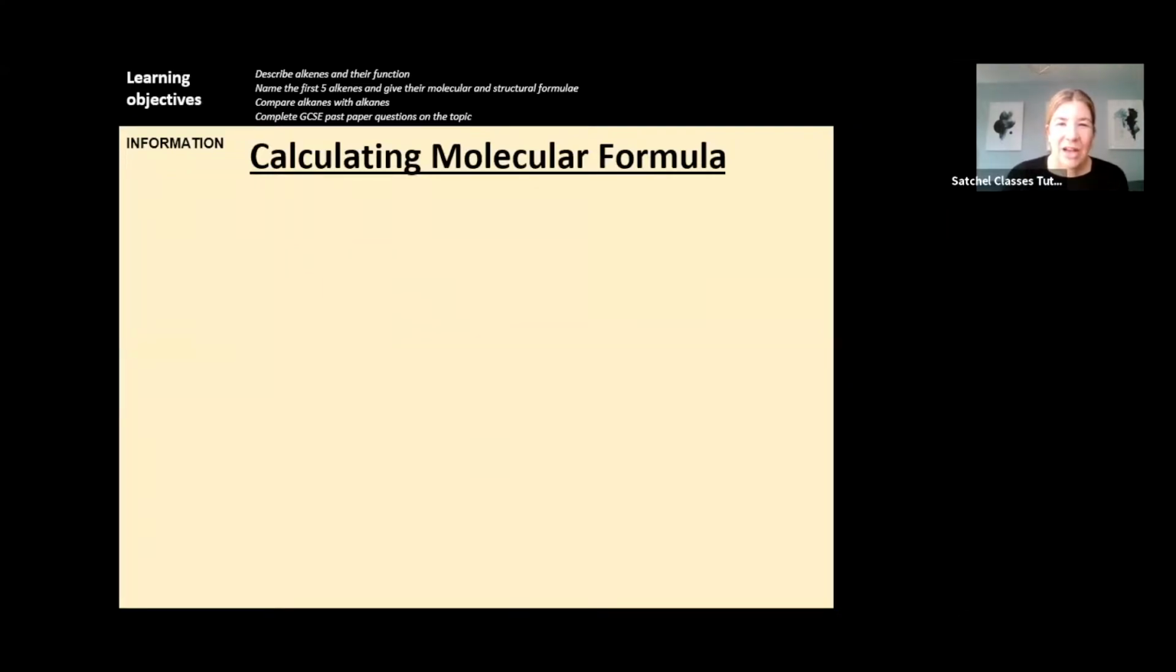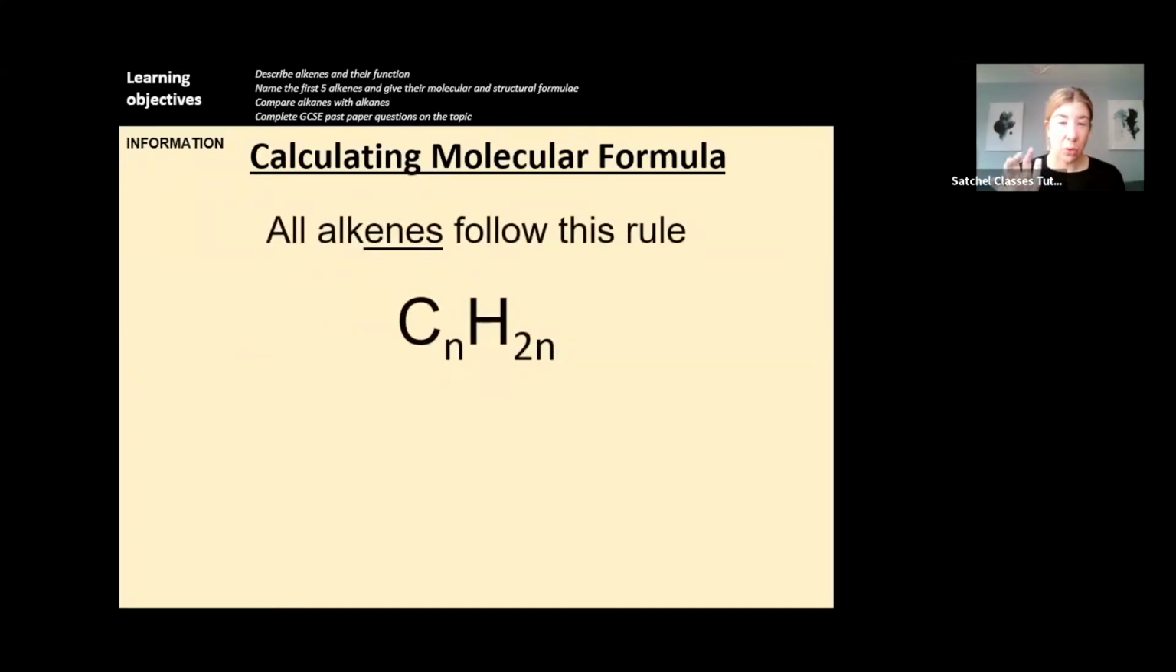Let's have a quick look at calculating molecular formulas. All alkenes follow this rule, CnH2n. That's the general formula for an alkene. Now, what does this actually mean? Let's break this down in a little bit more detail, because sometimes it's just, learn it and accept it. The general formula for alkenes is CnH2n, but let's try and understand it as well.